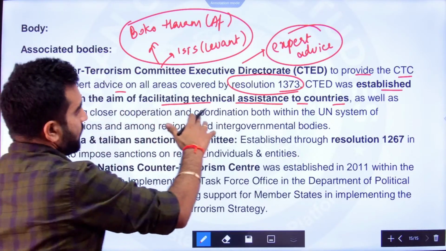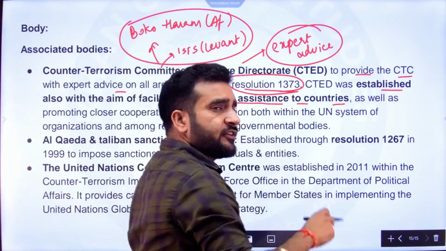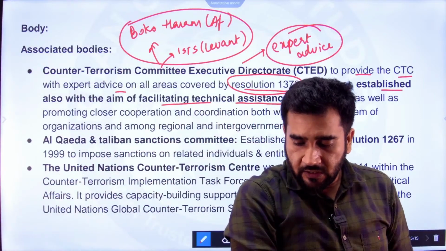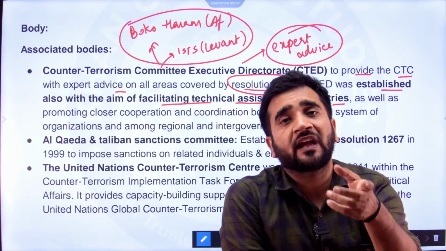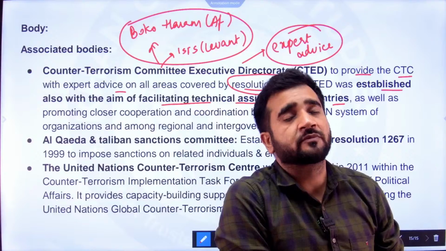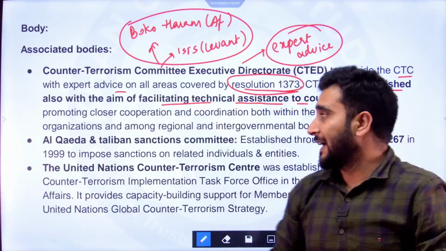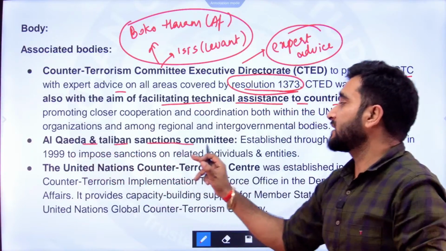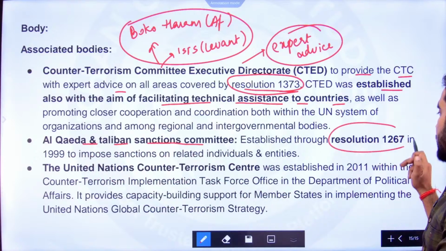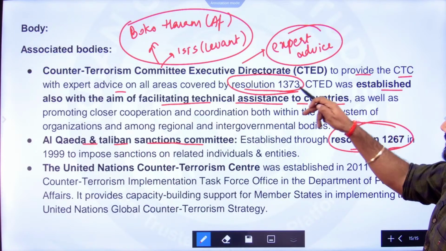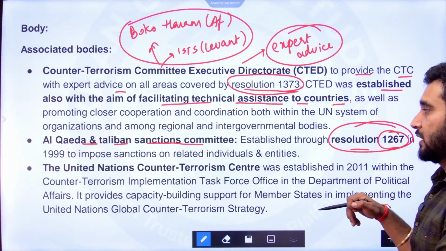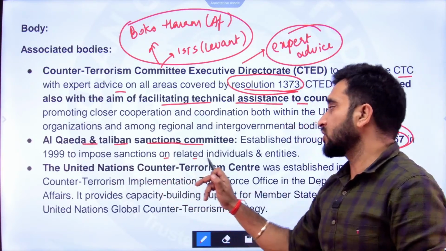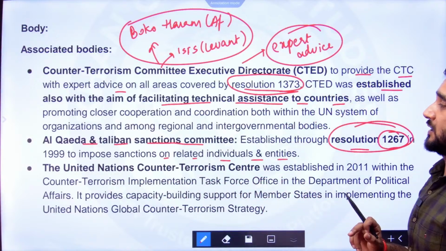अच्छा, रेजोल्यूशन 1373 9/11 अटैक्स के बाद, इससे पहले भी टेररिज्म को काउंटर करने के लिए एक रेजोल्यूशन टेबल हुआ था यूनाइटेड नेशन में 9/11 अटैक से पहले. दैट वाज अल-कायदा एंड तालिबान सैंक्शंस कमिटी, इसको बोलते हैं रेजोल्यूशन 1267. ऑब्वियसली 1373 से पहले हुआ है तो नंबर कम ही होगा ना, 1267. In 1999 to impose sanctions on related individuals and entities.